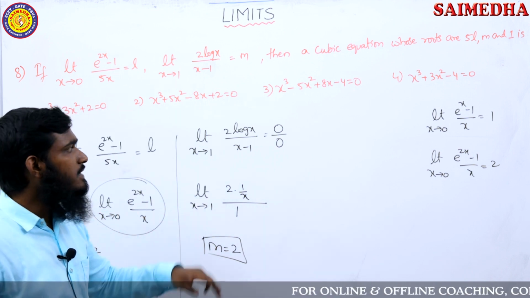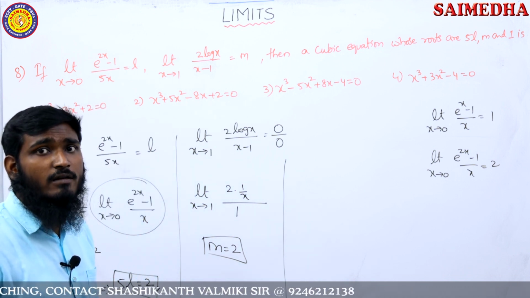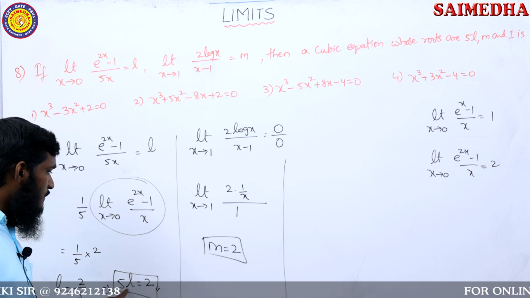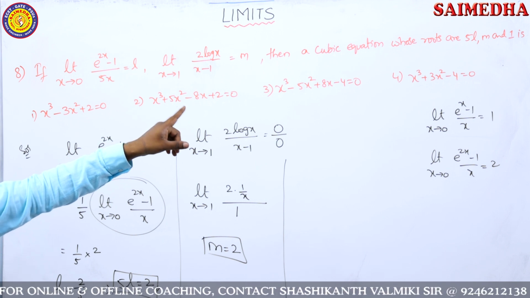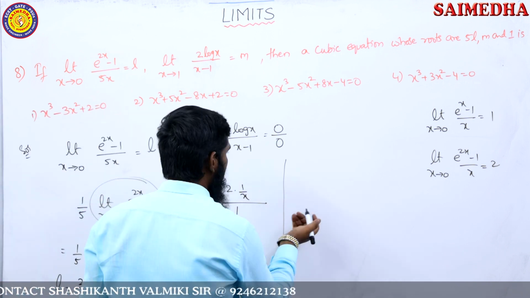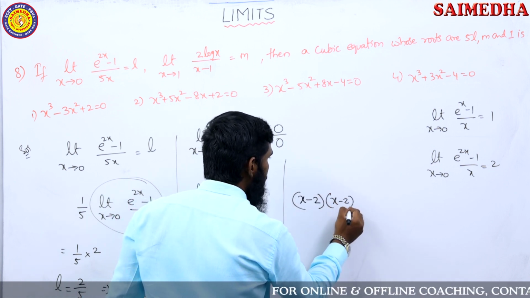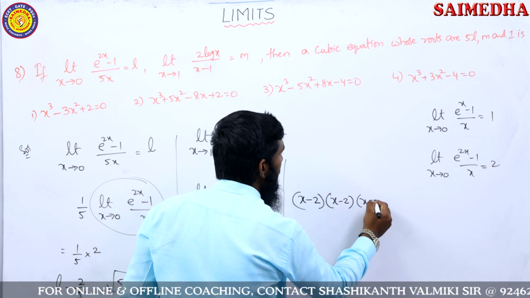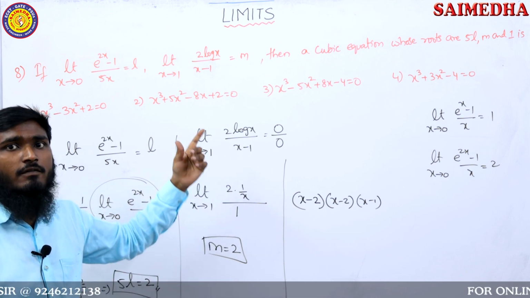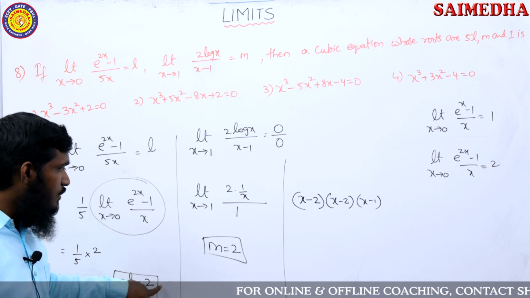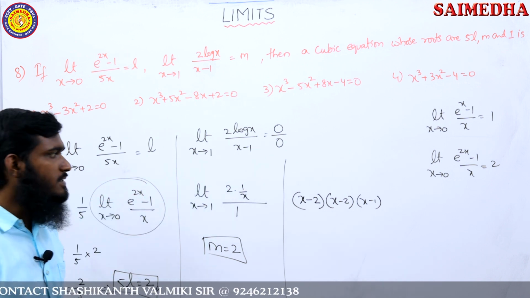Is it clear? Now that we have the 3 roots, with the help of these 3 roots we have to make the cubic equation. So 5L is equal to 2, m is equal to 2, and one more root is equal to 1. What we can write, in the form of factors, is x minus 2, the other root is also x minus 2, and the third factor is x minus 1. If we multiply these factors, we will get the cubic equation. So we have written the roots in the form of factors, x minus 2 and x minus 1.